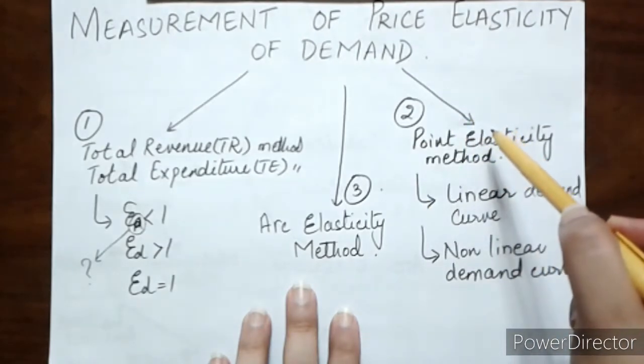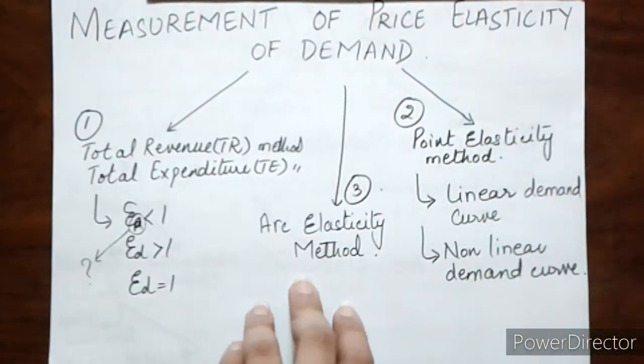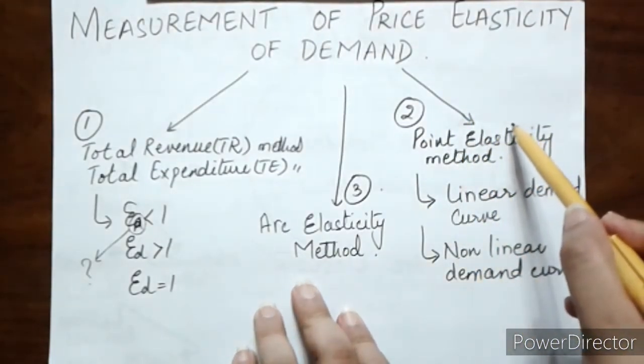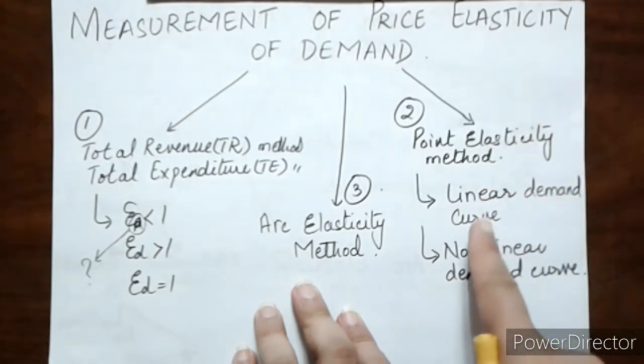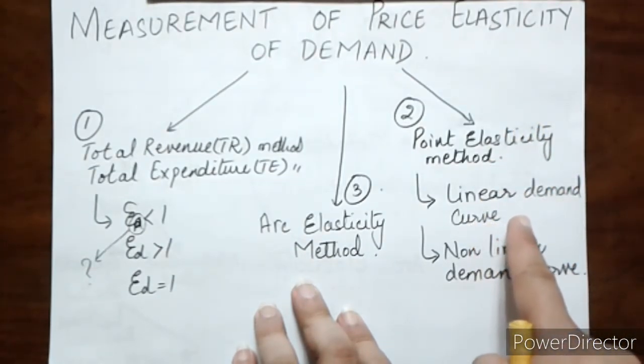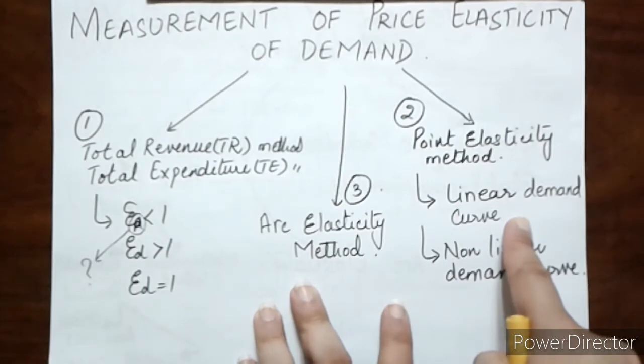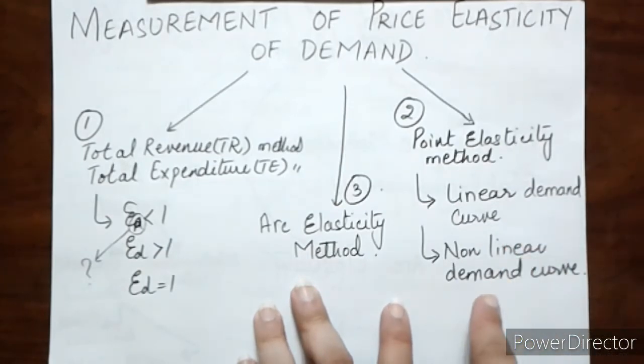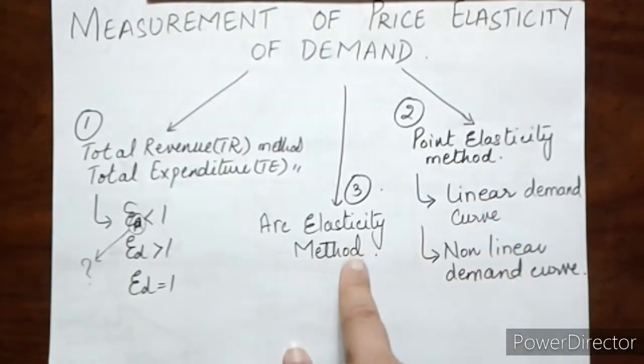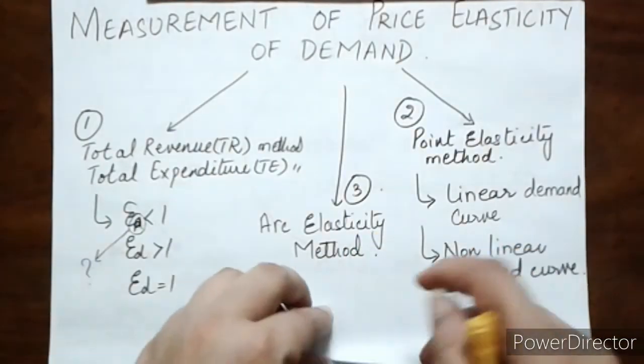The second method is called point elasticity method, and when I explain that, we will be seeing that it further has two cases. When the demand curve is linear, how do we find elasticity, and when the demand curve is non-linear, what's the situation? So we will discuss both these cases. And the third one is arc elasticity method. So let's start.